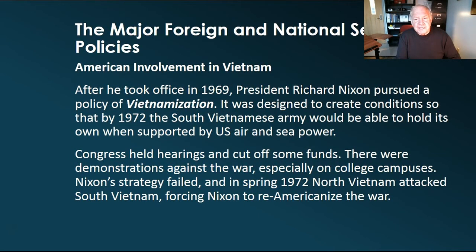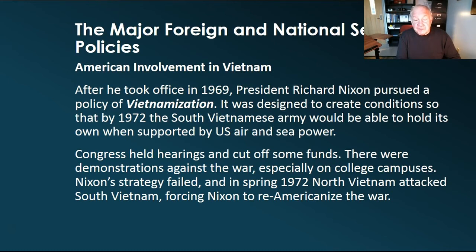After he took office in 1969, President Richard Nixon pursued a policy of Vietnamization. It was designed to create conditions so that by 1972, the South Vietnamese army would be able to hold its own when supported by U.S. air and sea power. Congress held hearings and cut off some funds. There were demonstrations against the war, especially on college campuses.